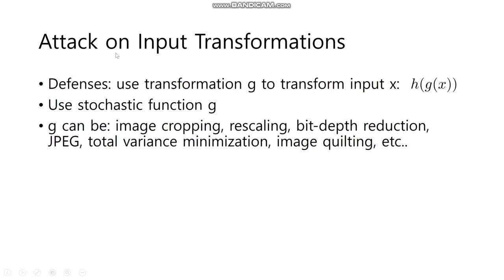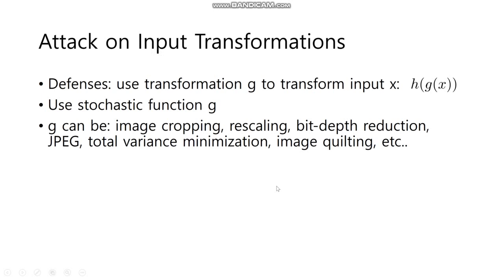Now let's look at attack on input transformations. There are some previous defense methods that use a transformation g to transform input x. So neural network h doesn't get x, it gets the transformed input g(x). And they use a stochastic function g. So it's a probabilistic function, like random cropping, random rescaling, bit depth reduction, JPEG compression, total variance minimization, and image quilting, etc. Many things on the input.